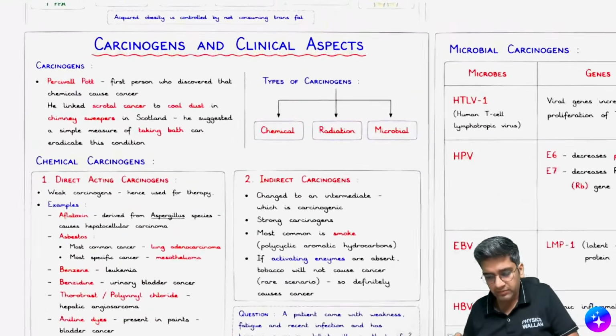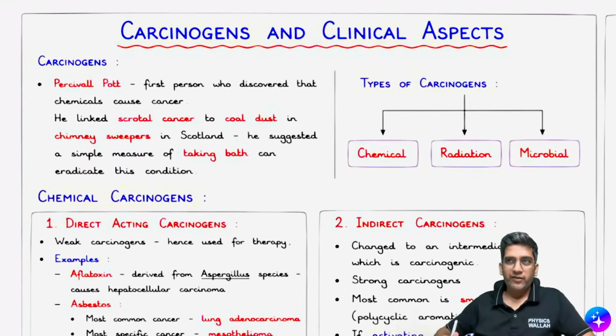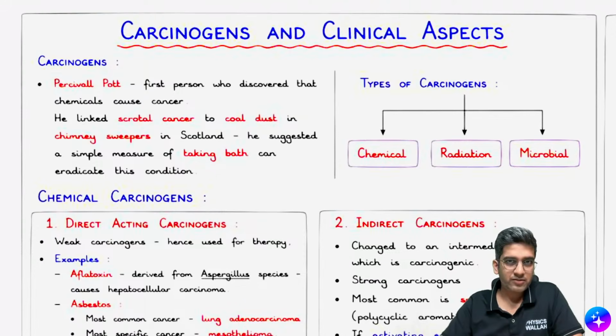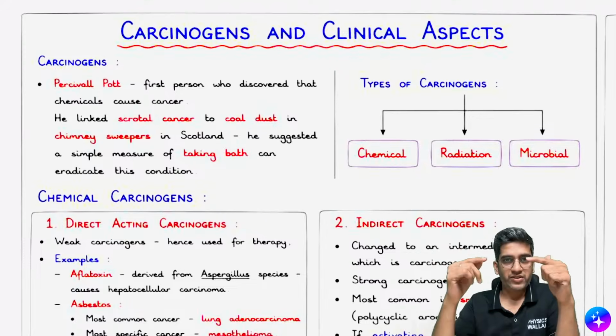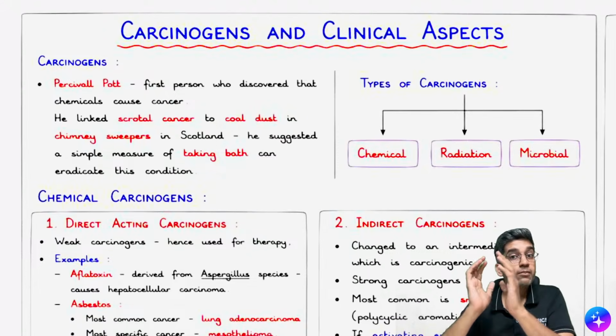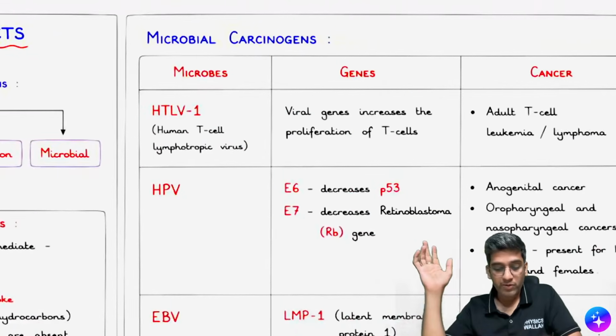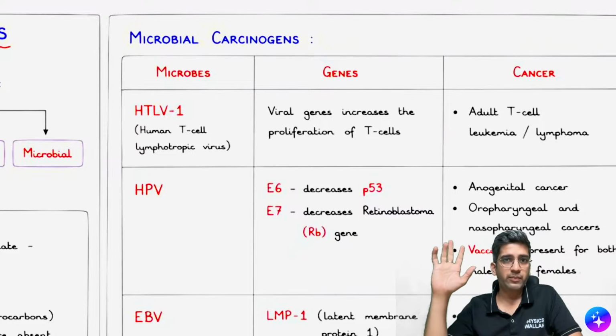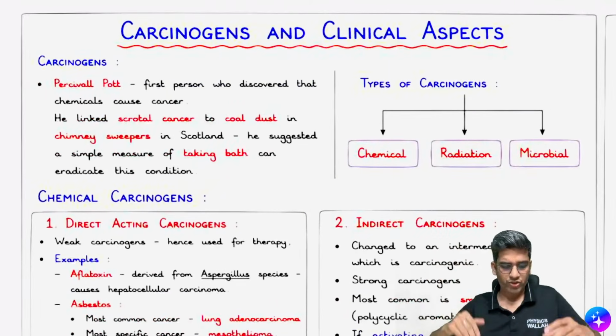So carcinogen is very unlikely to be asked as a long answer. If they ask it in a long answer, they'll give you a clinical history and then ask you subdivisions. Define a carcinogen, talk about chemical, microbial, and radiation carcinogenesis. In a short answer, only microbial can also come. Both will come in a short answer, right? That is good. What is a carcinogen?